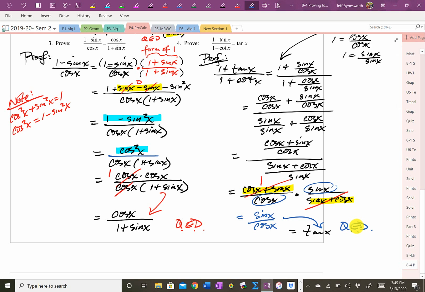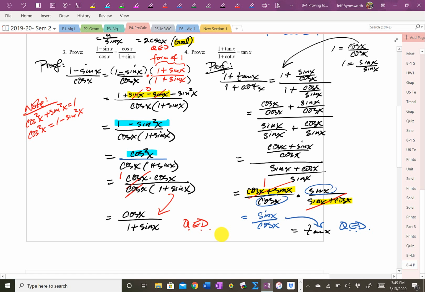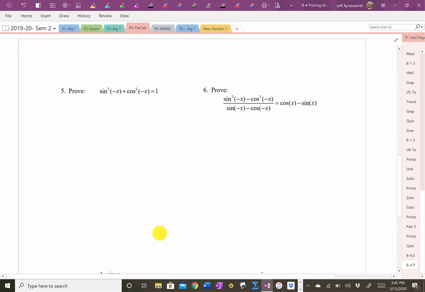I didn't have to work backwards on any of them so far because I kind of figured out how to do it. But some of you guys, when you try this in class, had to do that, which is good. Sometimes you work forward all the way through, sometimes you got to work backwards. All right, now number 5. How do you do number 5?